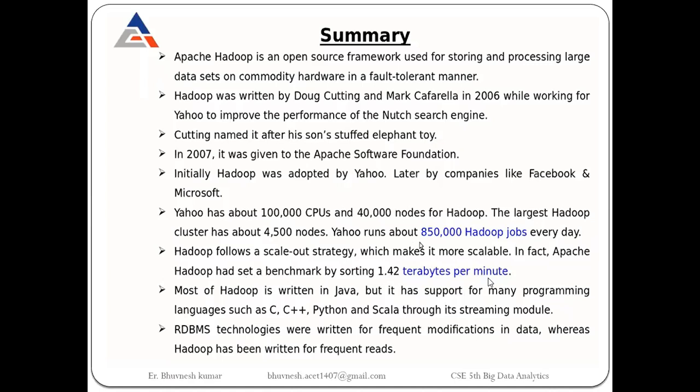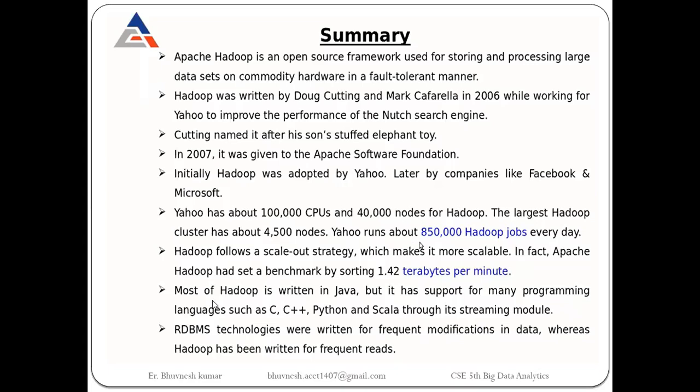In fact, Apache Hadoop set a benchmark by sorting 1.42 terabytes per minute. Means in 60 seconds, Hadoop will sort the data. They can store and analyze data up to what capacity? Up to 1.42 TB of data gets sorted within 60 seconds. This is the capacity of Hadoop to sort and analyze the data.